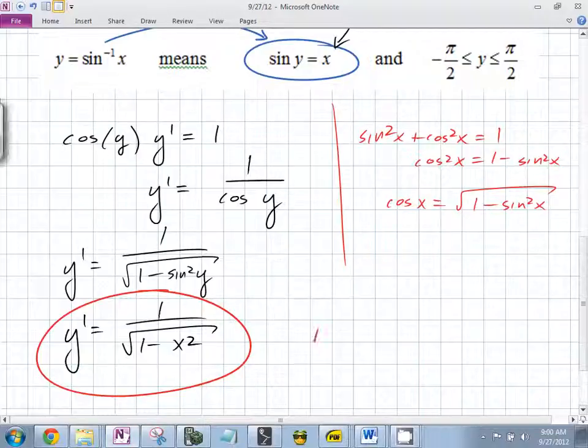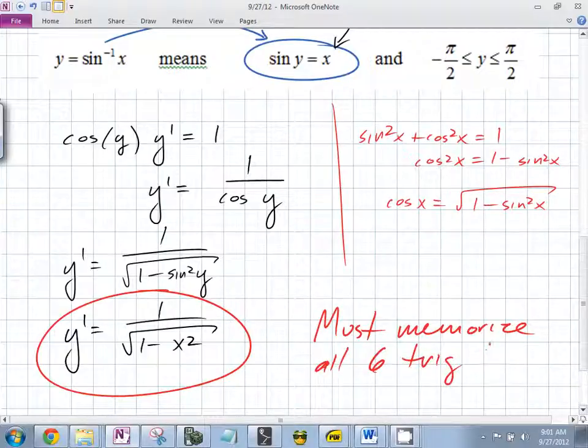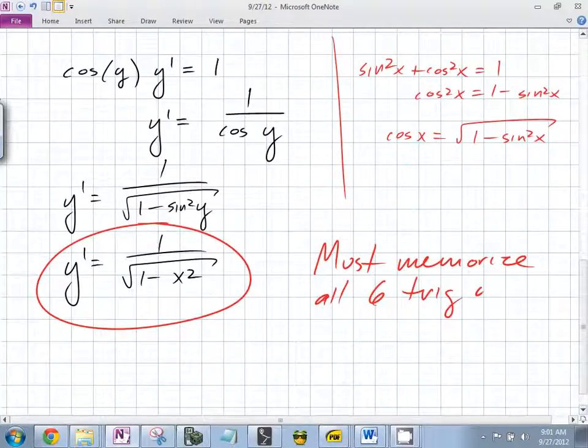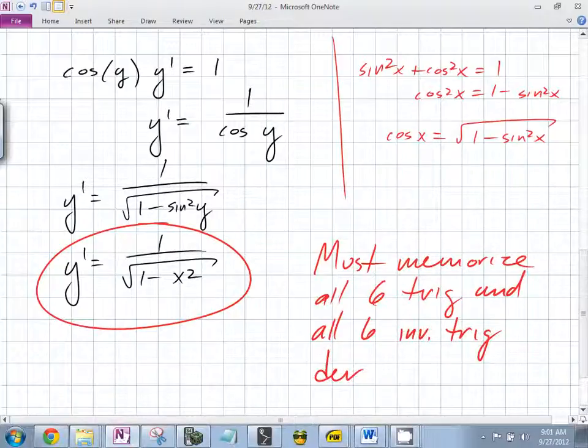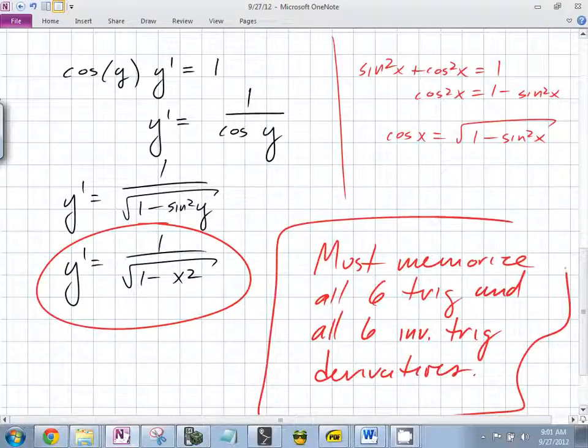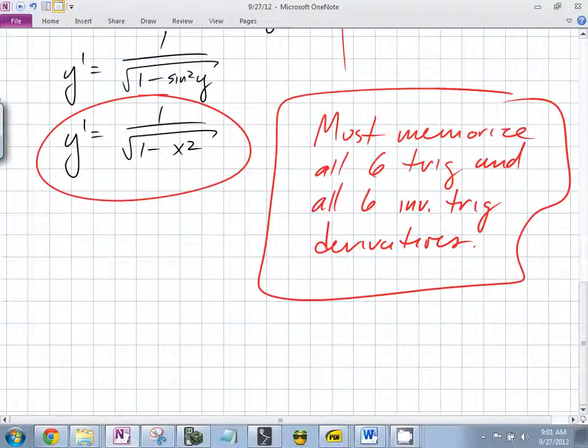You must memorize all 6 trig derivatives, and all 6 inverse trig derivatives. For some reason, I don't know why this is the case, every time I say that, people are like, oh my god, this is so terrible. I can't do that. How many of you take a language? I took one. How many of you have taken a language at this school? Raise your hand high. Taking 2. Yeah? Okay, all of you.